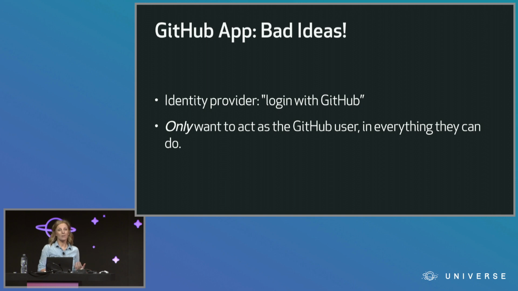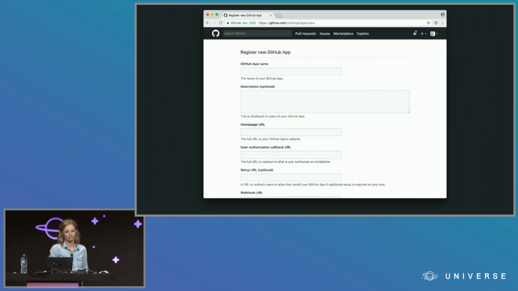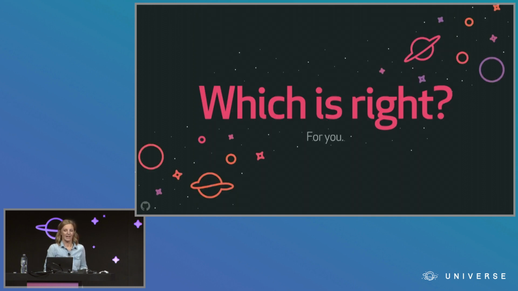Bad ideas for a GitHub app would be as an identity provider, like just a login with GitHub service, or if you only want to act as the GitHub user in everything that they can do. So you can create a GitHub app via your settings, again, either via your personal developer settings or under the organization settings if you're an org admin. If these options cause you any confusion, you're not alone. So let's have a look at how you might decide which is right for you.